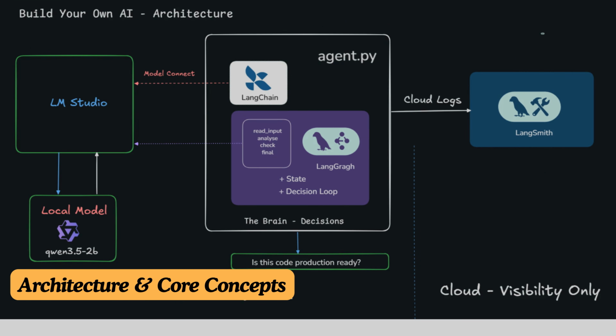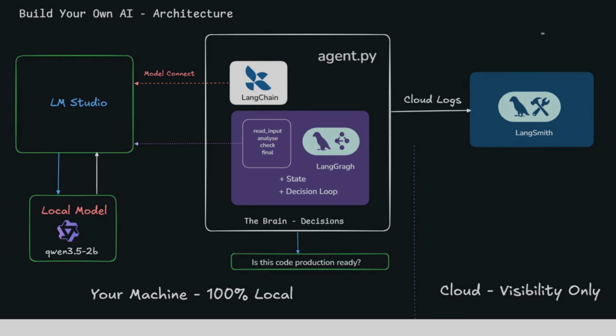At the center, you have agent.py, the brain of the system. This is where all the decisions are made. Inside it, 2 things are running. LangChain handles the communication with the model. LangGraph defines the workflow with our 4 nodes: read input, analyze code, check quality, and the final answer. LangGraph also manages the state, shared memory across nodes, and the decision loop, the part that decides whether the agent should retry, revise, or move forward.